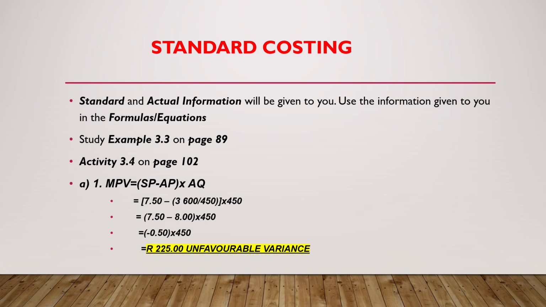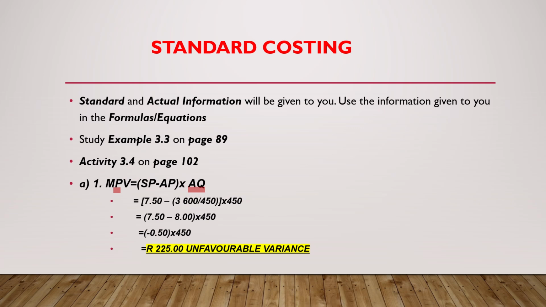Here we are going to calculate material price variance. So what is our focus? Of course, we know we're talking about material, but our focus is price. That means we're going to compare standard price and actual price. So what is the formula for this? Standard price minus actual price times actual quantity. Which actual quantity is this one? If you remember, actual quantity purchased, because we are talking about price.